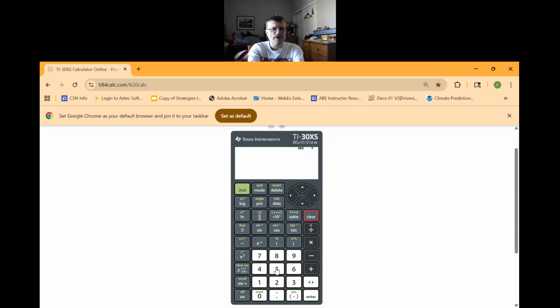So let's say we want to do an exponent other than squaring. We want to take it to the third power. 5 to the third, so we're going to hit that caret button, and then the exponent of 3. 5 times 5 times 5 is 125.